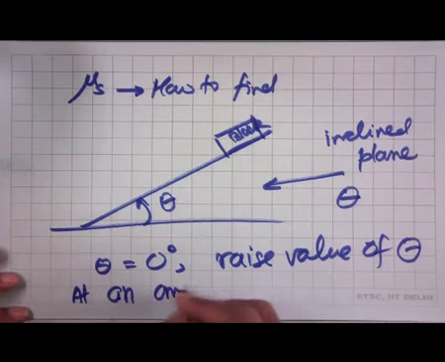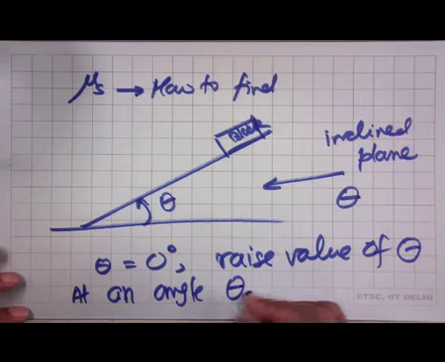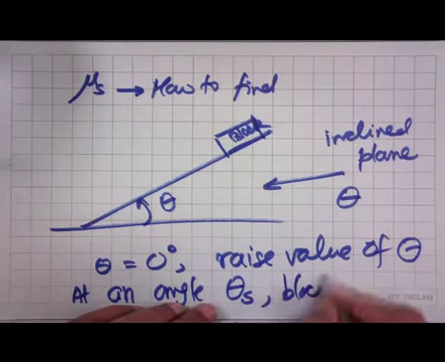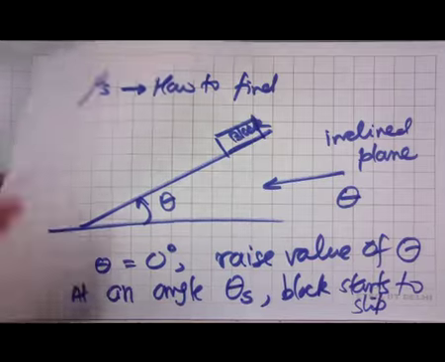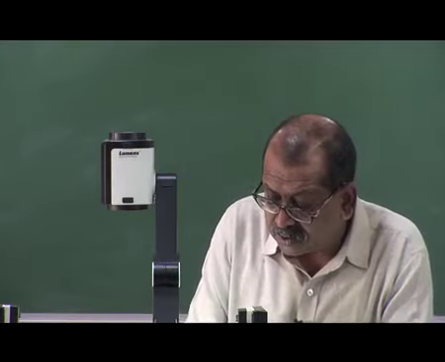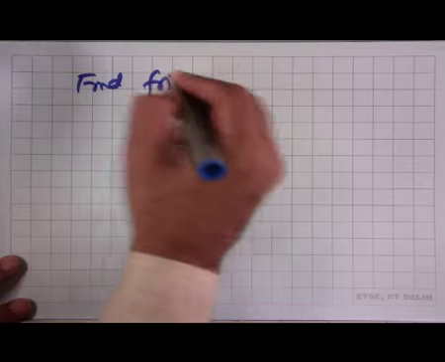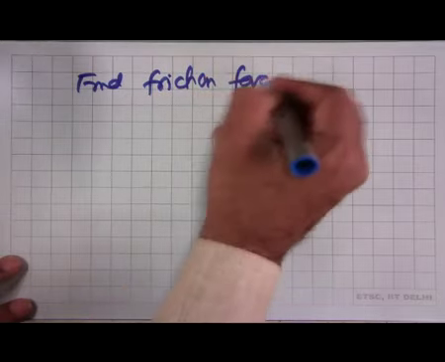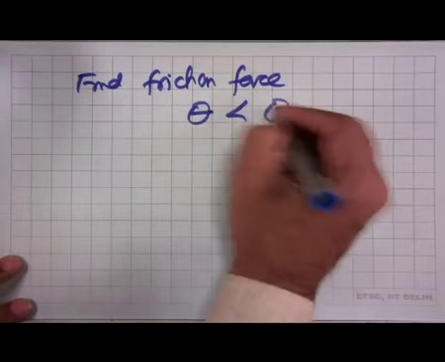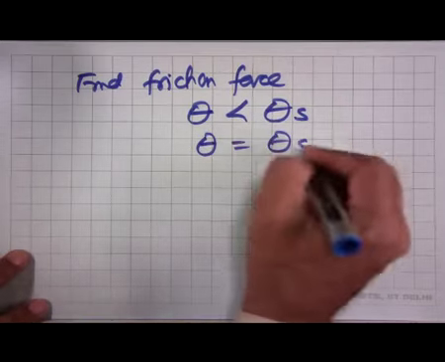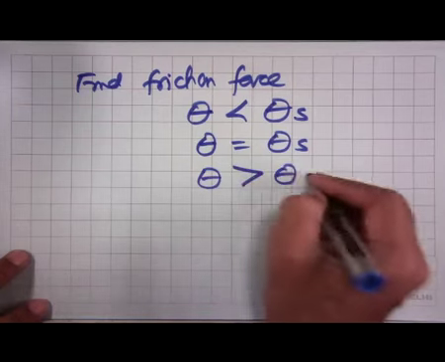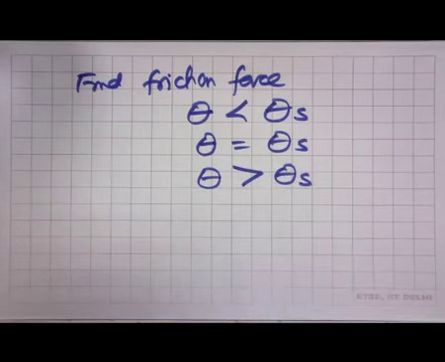an angle theta s, let us call it, the block starts to slip. So, what we want to find is the friction force when theta is less than theta slip, and when theta is equal to theta slip. So, let us do the analysis of the problem for all these three cases.